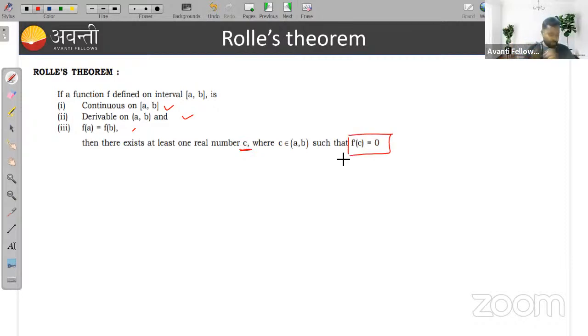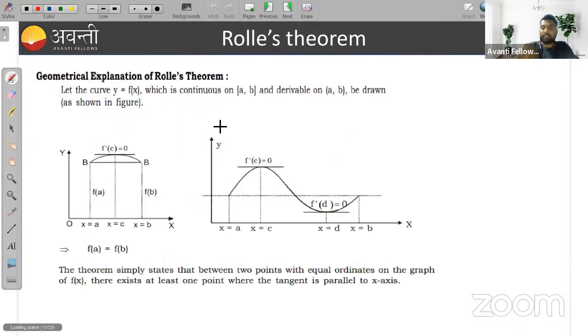Right? So, let's understand this theorem graphically. Geometrically, you can visualize it better. This is the geometrical explanation of Rolle's theorem. Suppose you have a curve y is equal to f of x. This is continuous on the closed interval [a, b], and differentiable on the open interval (a, b).